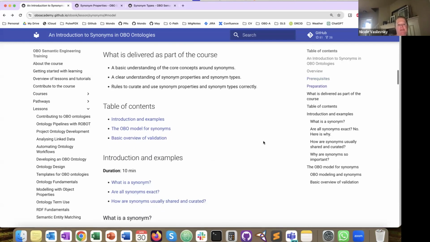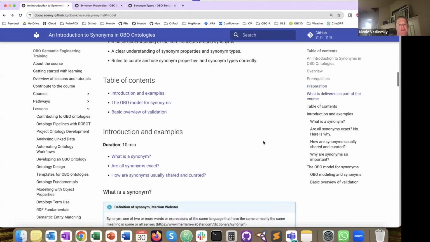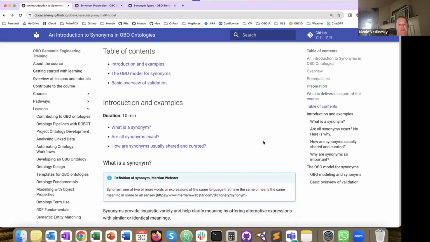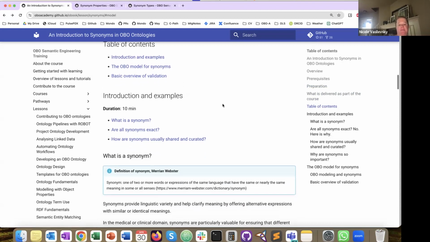So what we're delivering as part of this course this morning is, one, a basic understanding of core concepts around synonyms, also a clear understanding of synonym properties and synonym types, which you already started talking about a little bit, and some rules to curate and use synonym properties and synonym types correctly. So first, we'll go through an introduction and examples and talk about the OBO model for synonyms. And then lastly, we'll give a basic overview of validation.